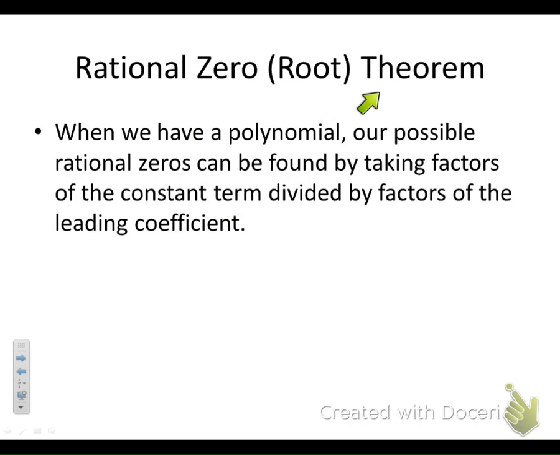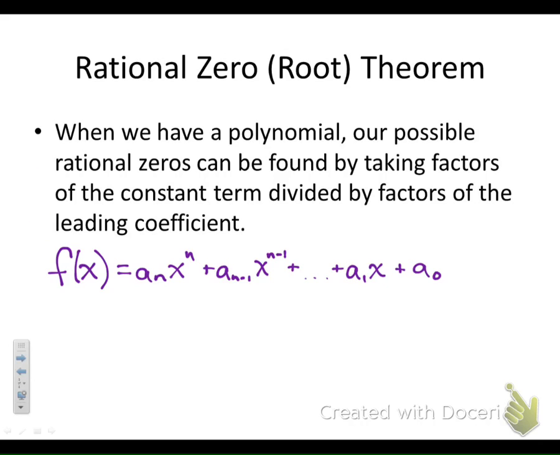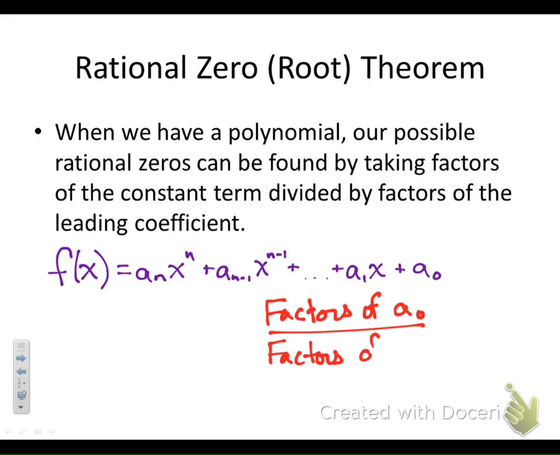There's this rational root theorem. When we have a polynomial, our possible rational zeros can be found by taking factors of the constant term divided by the factors of the leading coefficient. So if I'm given a polynomial, I can look at the factors of the constant, so factors of a sub 0, or factors of the constant, divided by factors of the leading coefficient. And these are going to give my possible numbers that can be x-intercepts. We'll see examples of what we mean here.